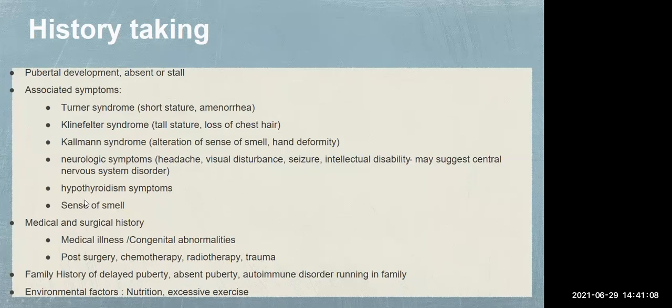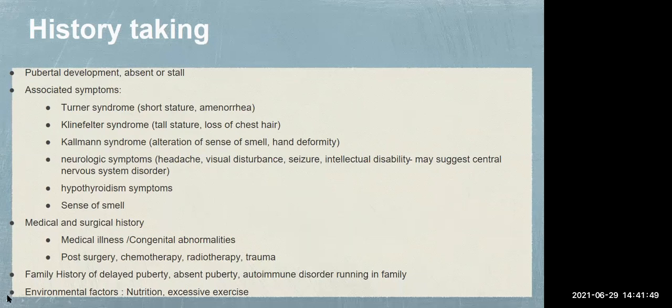Then try to find whether the patient has symptoms of hypothyroidism, and the sense of smell, as mentioned before, for Kallmann syndrome. Then explore the medical and surgical history: whether the patient has medical illness, congenital abnormalities, or has had surgery, chemotherapy, radiotherapy, or trauma, which would indicate the patient has an acquired gonadal abnormality.